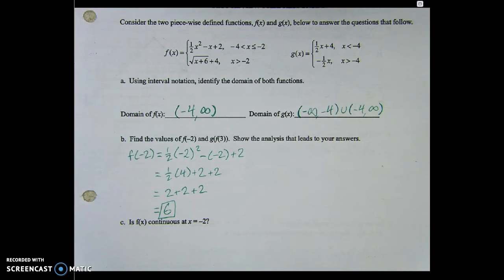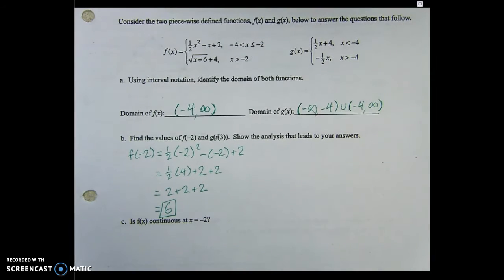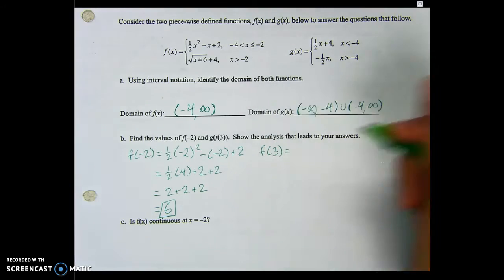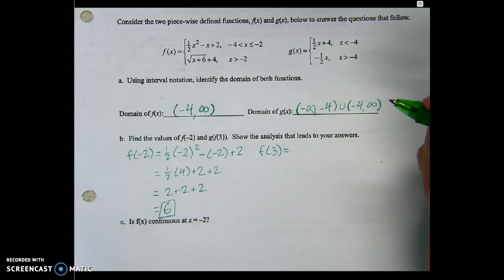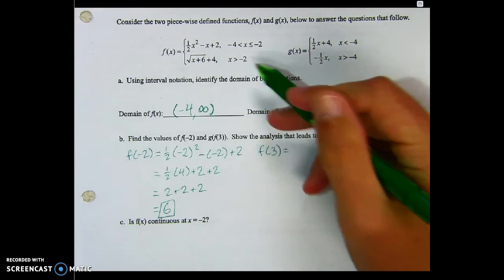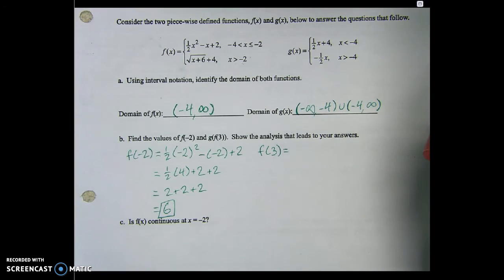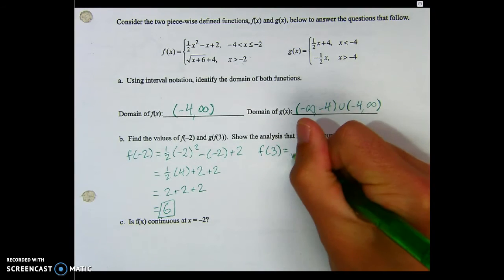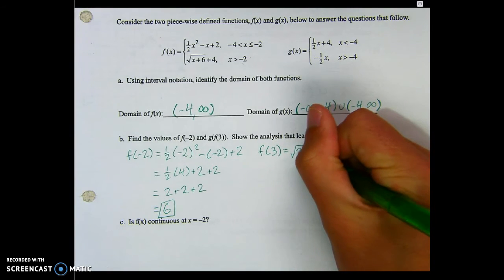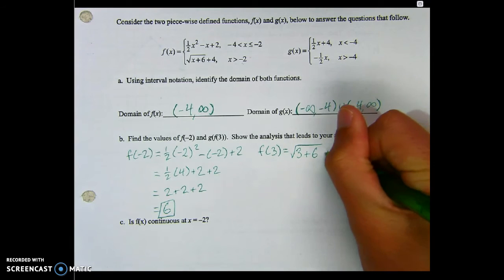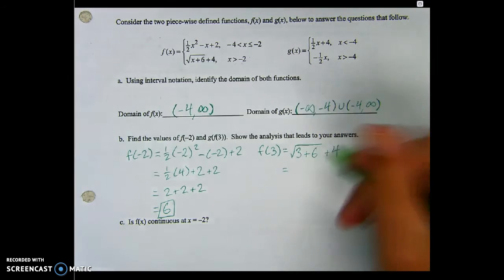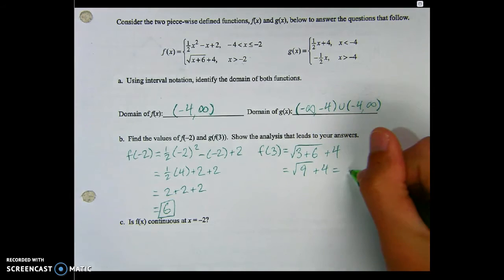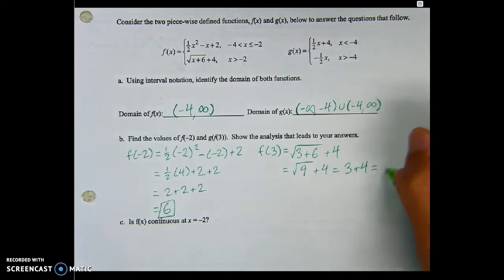Now for g of f of 3, we need to work inside out. So really we need to find f of 3 first. We're working right to left. F of 3, well, 3 is greater than -2, so we know that we're going to use the bottom function. We've got the square root of 3 plus 6 plus 4. Square root of 3 plus 6 is the square root of 9. And of course the square root of 9 is 3. And 3 plus 4 is 7.